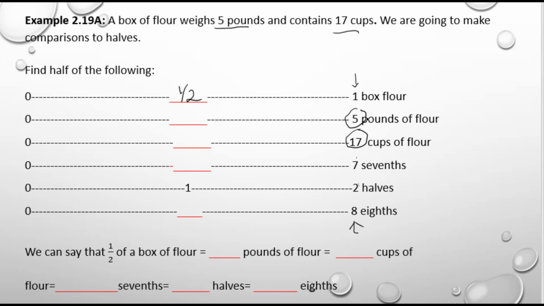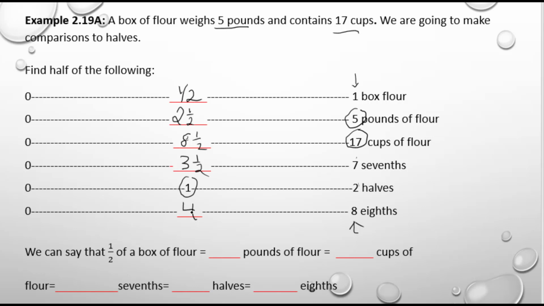If we have 5 pounds of flour, how many pounds would be in 1/2 of that? And if you said 2.5, you would be correct. If you have 17 cups of flour, what would be 1/2 of that? And if you said 8.5, you would be correct. 7/7 is the whole box. What is half of 7/7? If you said 3.5, you would be correct. Of course, 1/2 of eighths would be 4.